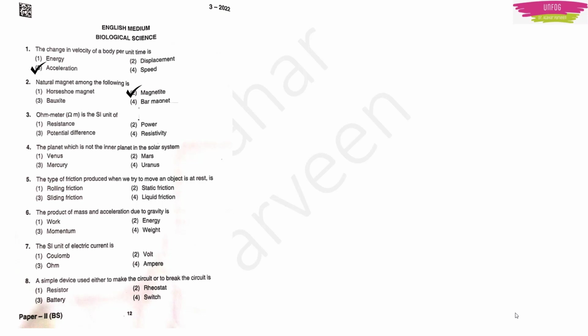Ohm meter is the SI unit of... it will be the SI unit of resistivity. If it was ohm, then it would have been resistance. But this is ohm meter. So the SI unit will be resistivity.